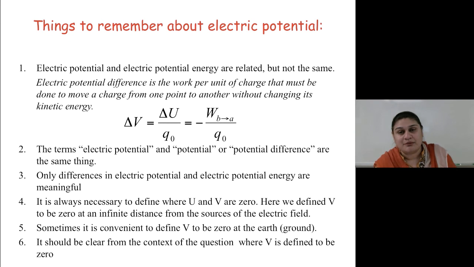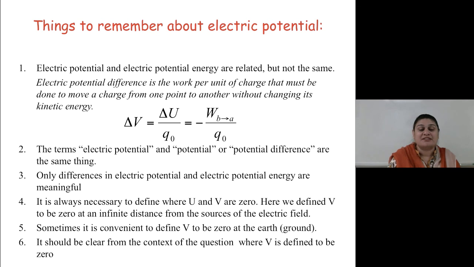So in a nutshell, what do you need to remember about electrical potential? Well, electrical potential and electrical energy are related, but they are not the same. Electrical potential difference is the work per unit charge that must be done to move a charge from one point to another without changing its kinetic energy. Delta V is equal to delta U over q naught, which is equal to minus work done from B to A divided by q naught. The terms electrical potential and potential difference are the same thing.